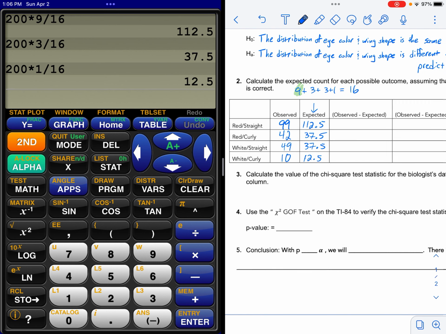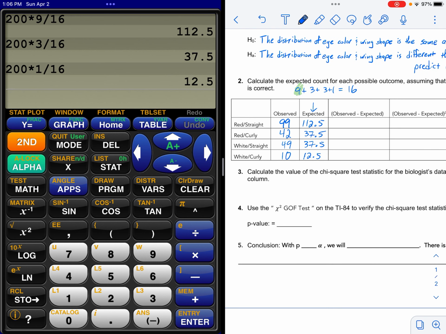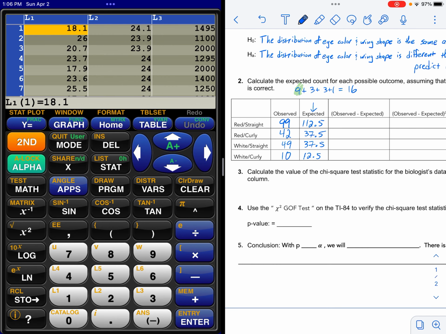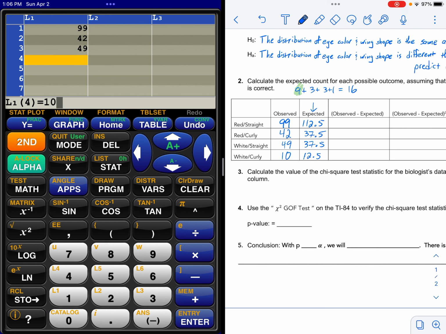So essentially what we're looking at is those expected counts. I'm also going to put them in my calculator because it can do some of this work for me, okay? So 99, 42, 49, 10, those are what we observed. What we expect is these numbers.